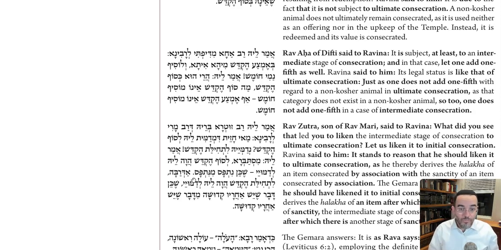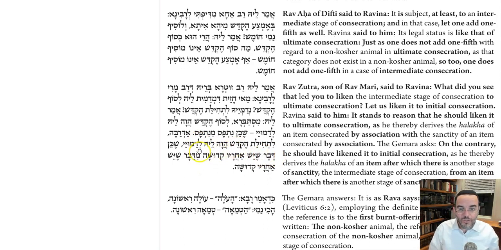and both of those, you do not have to add a fifth surcharge. But we ask on that, adraba, l'tchilat hekdesh havel el damu yeshiken, davar sheyesh acharav kedusha, midavar sheyesh acharav kedusha. Actually, maybe you could argue the opposite, that it makes sense to compare the middle to the beginning. And just like there is another step after it, so too the other also has another step after it. C to D is the final stop, B to C has another step, and A to B also is not the final stop. And so maybe anything that's not the final stop, you have to add a fifth. So you can compare it both ways.